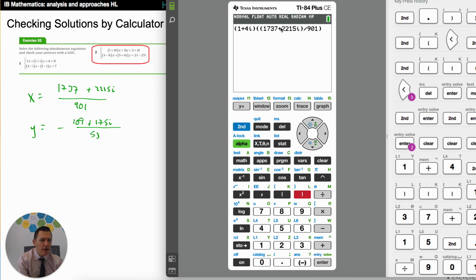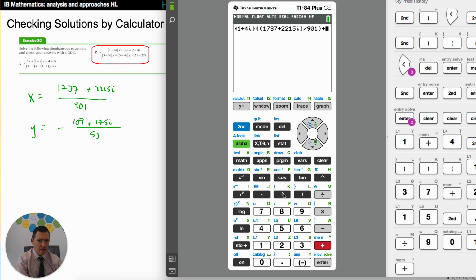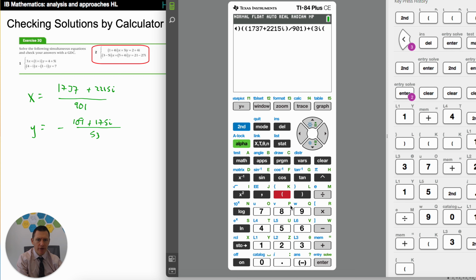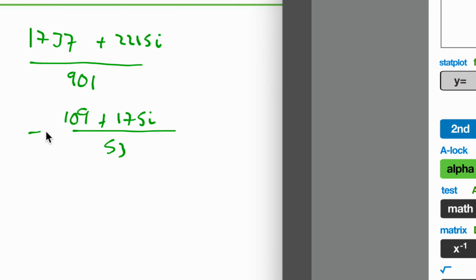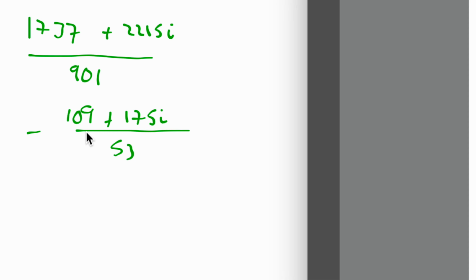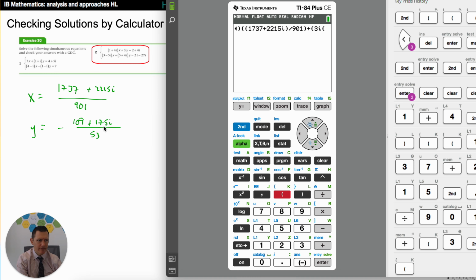Close parentheses. So now that's x. No, that's 1 plus 4i, and this is all x. And then plus, I'm just going to open some parentheses, 3i, and then new parentheses for y. Now notice that all of this stuff is negative, so maybe I'll distribute the negative, or just put parentheses with the negative in front of it.